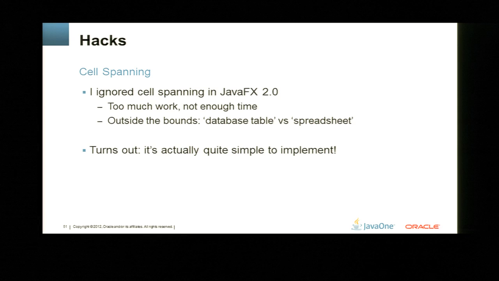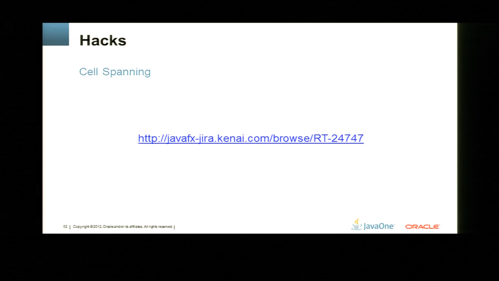Yeah. Okay. Well, I'm naive, but it turns out it's actually quite simple to create a table view that supports cell spanning, which is why those pictures that you saw previously exist. And if you're interested in joining this discussion, this is the Jira to go to. It's RT-24747.